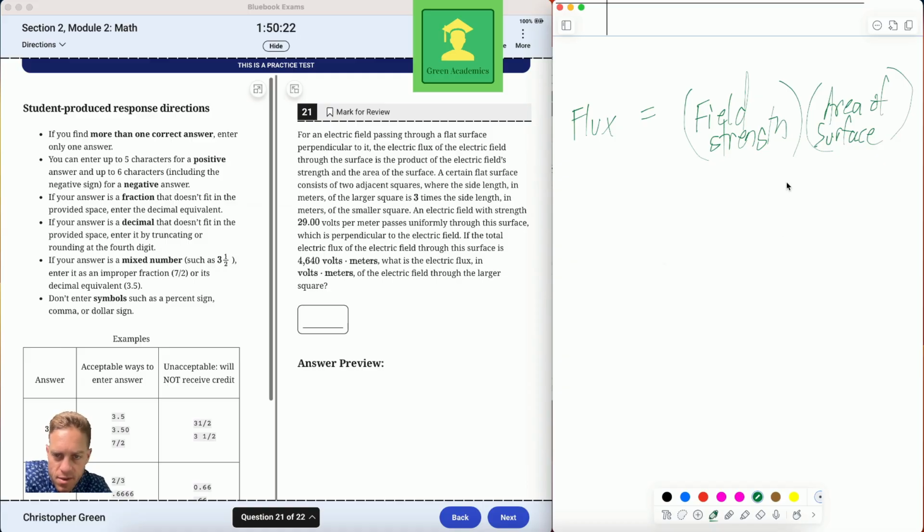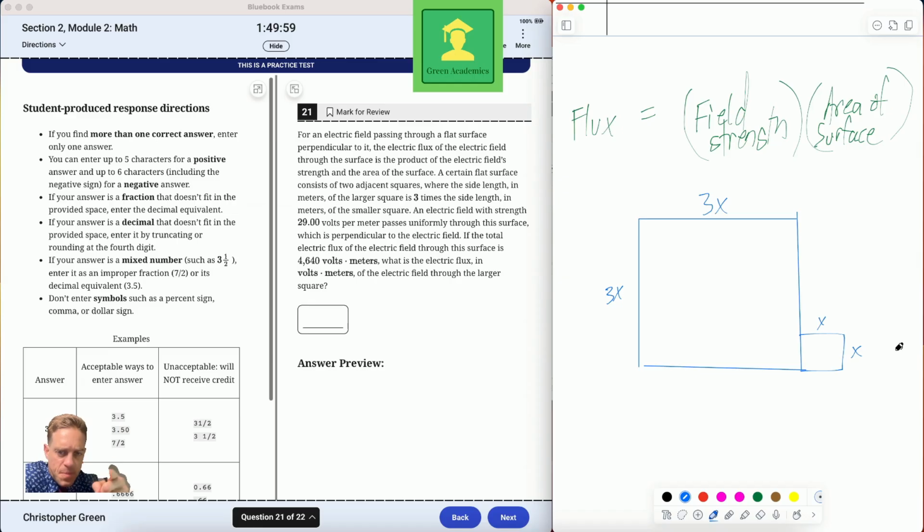A certain flat surface consists of two adjacent squares where the side length in meters of the larger square is 3 times the side length in meters of the smaller square. Okay? As in the surface looks like this, right? This is a 3x, this is a 3x, and an x, and an x.